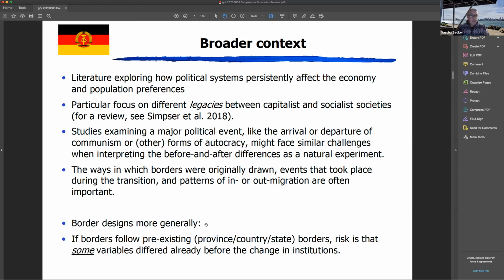So for border designs more generally, not just the GDR, one should maybe be careful about whether borders follow pre-existing province, country, state borders, and to the extent that certain outcomes vary because of previous political regimes that may have affected preferences and behaviors in certain ways. If those borders are the same and overlap with the ones that the regime of interest has around it, some of what we attribute to that new regime may in fact be a reflection of things past.